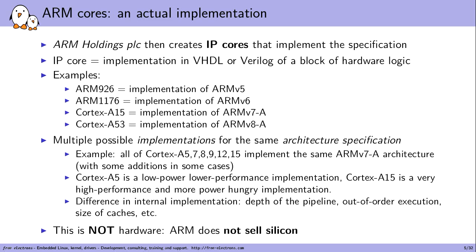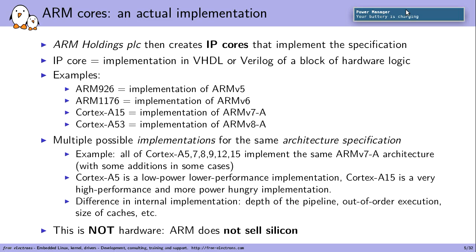For example, we have Cortex-A5, 7, 8, 9, 12, 15 that mostly behave the same way. Some of them have a few extensions and other improvements, but in essence they implement the same instruction set, the same MMU, the same exception handling, and so on. It's just that internally they are different, mainly in performance versus power trade-offs.